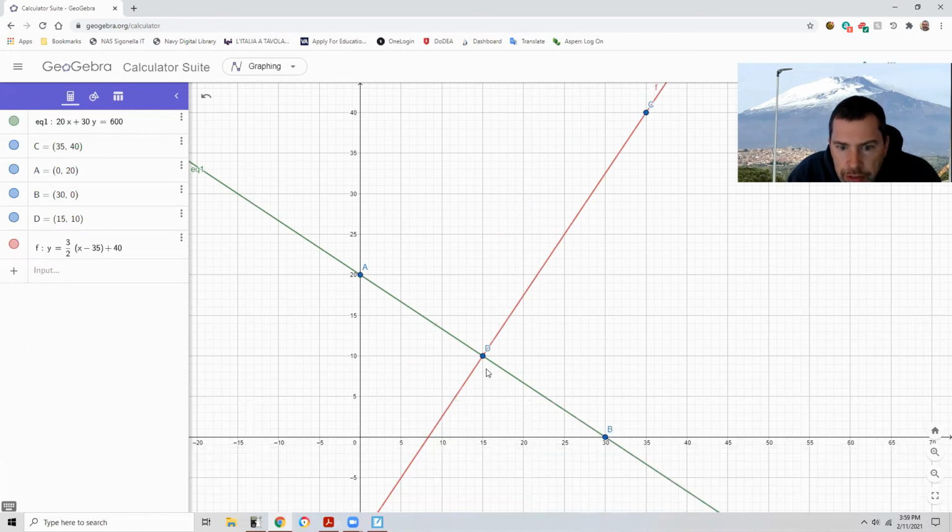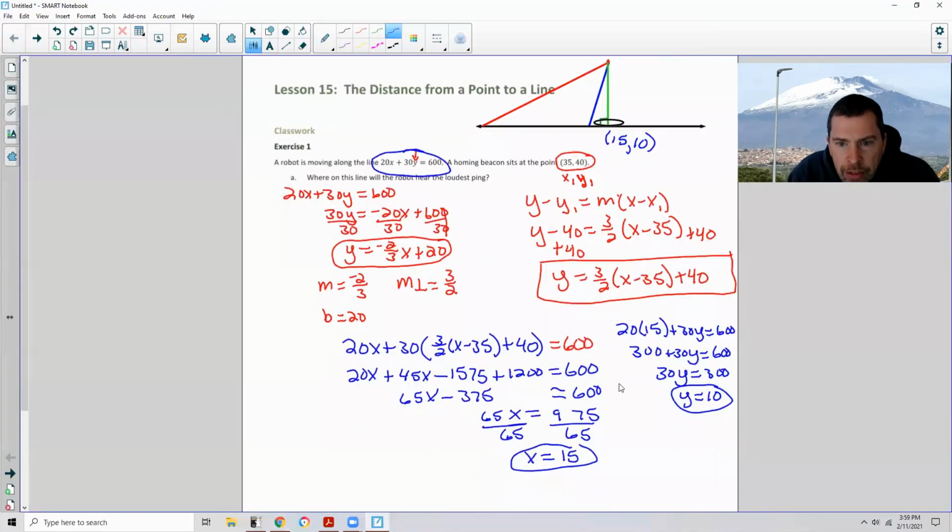Okay, and as you can see, I have a red line going through my point D, which was 15, comma 10, and it's going up, and it actually goes through the point C, which was at 35, comma 40. And these two lines are perpendicular because their slopes are negative reciprocals. Okay, so this graph proved or checked the work that we did here. So the answer is 15, comma 10. All right, so the next question is somewhere hidden here.